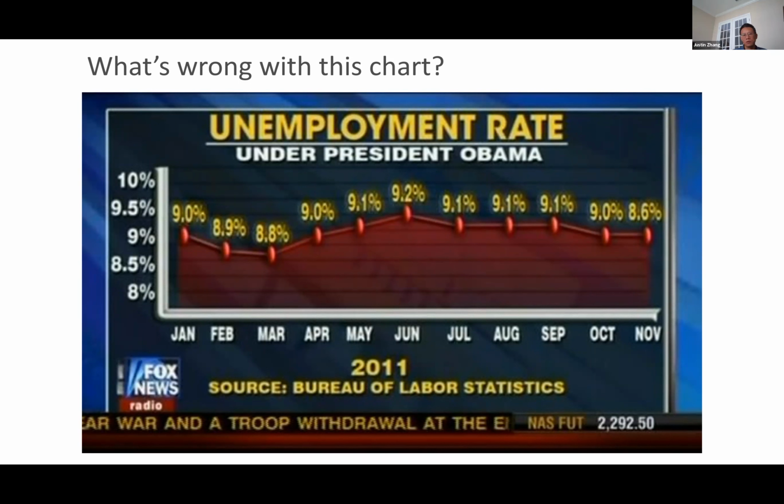So it looks like there's nothing wrong, but if you look at the last data label, 8.6%, it seems to be the same as 9.0%. So in this case, this chart is not correct. It's not plotted correctly.